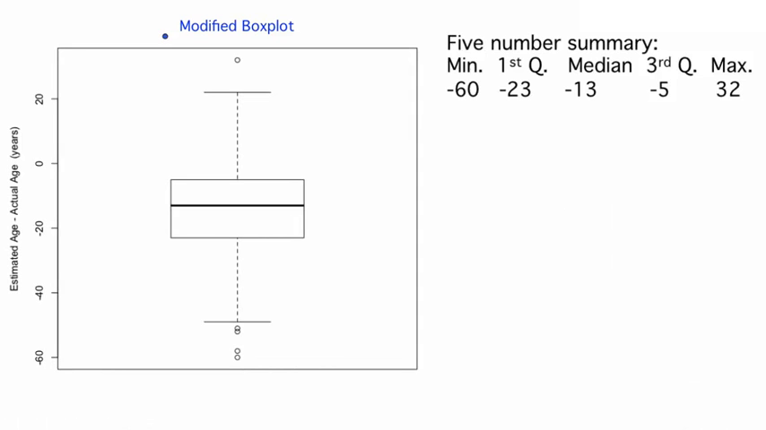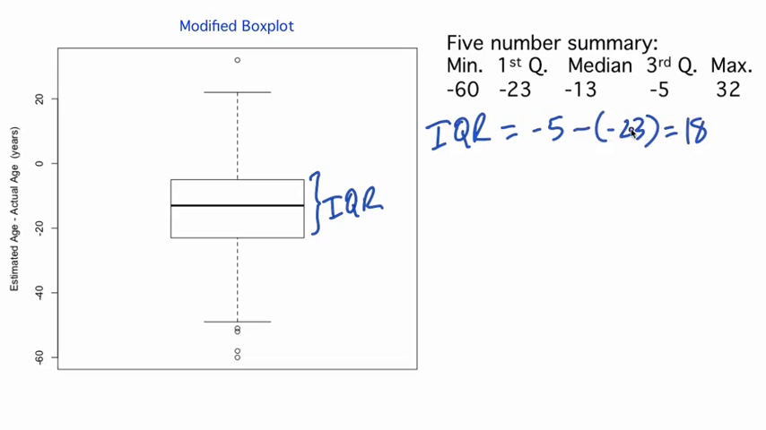To draw one, we first calculate the interquartile range, or IQR. This is the difference between the third and first quartile. For these data, the third quartile is -5 and the first quartile is -23. The difference is 18, so the interquartile range is 18. We then locate the inner fences, which are designed to contain most of the data. The inner fences are the values that are 1.5 times the IQR beyond the first and third quartile.